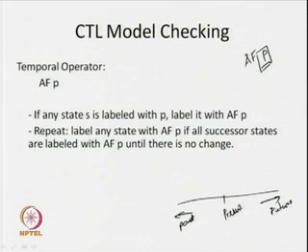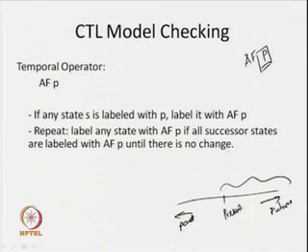While defining our semantics, we saw that the future behavior of the system includes the present behavior also. So my future starts from this particular present scenario, as per the semantics that we have defined. Since if P is true in the present state, we can say that it will be true in the future also. So if any state S is labeled with P, we label it with AFP. This is the first step, then we repeat: label any state with AFP if all successor states are labeled with AFP, until there is no change.